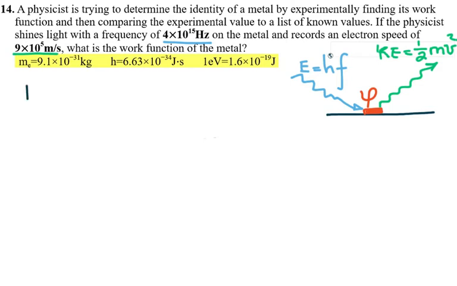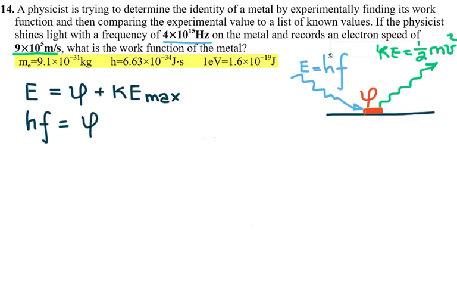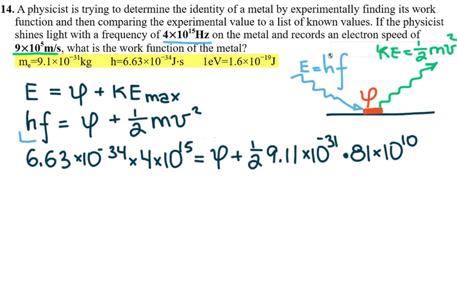So the energy that a photon has is equal to the work function plus the rest of the energy, which is the kinetic energy of the electrons, or the maximum kinetic energy of the electrons. So I have Planck's constant times the frequency, which is given, equal to the work function plus the kinetic energy of the electron. Now, if I plug in the numbers, here is the energy of the photon with the numbers plugged in.